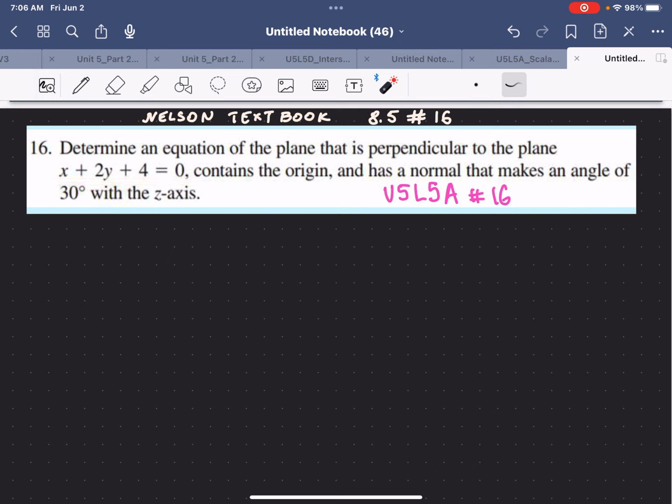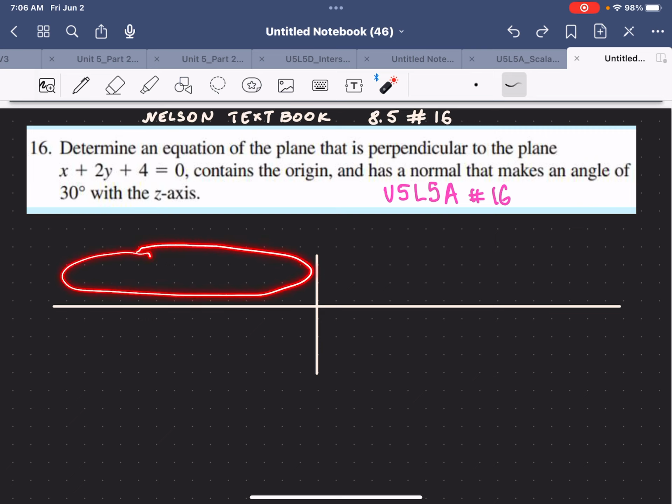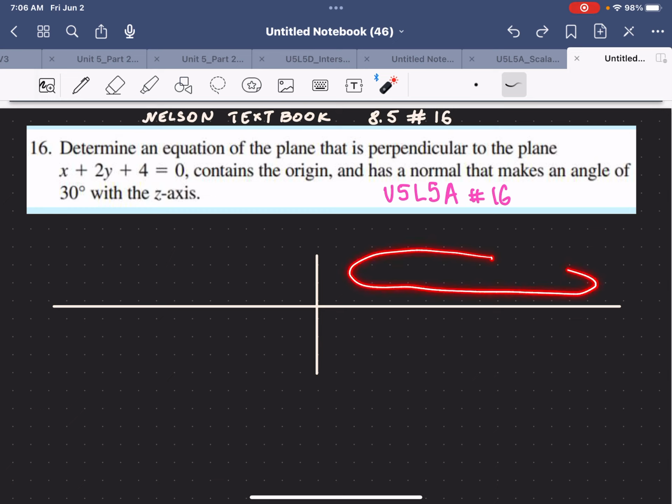As we read, we are going to start jotting down the information and organize it. My favorite way of doing this, whenever we are dealing with questions that involve two things of the same nature, for example two planes, a line and a plane, or two lines, is by creating a T-chart. In the first column, I'm going to put information about the first plane, and in the second column, information about the second plane. This first plane, x + 2y + 4 = 0, is the given plane. I'm going to call this plane pi 1.